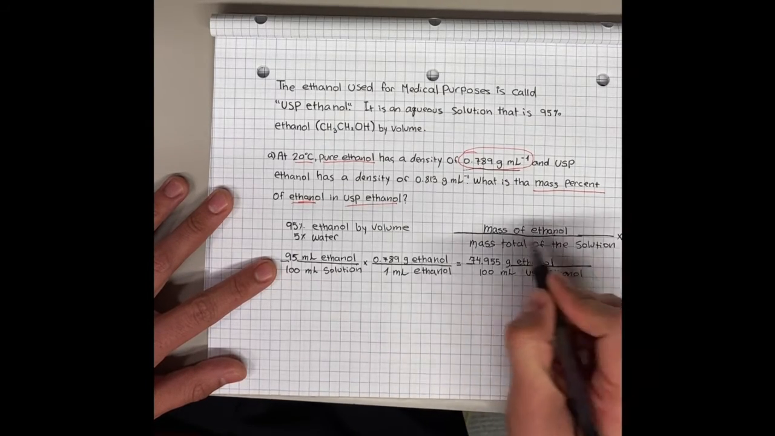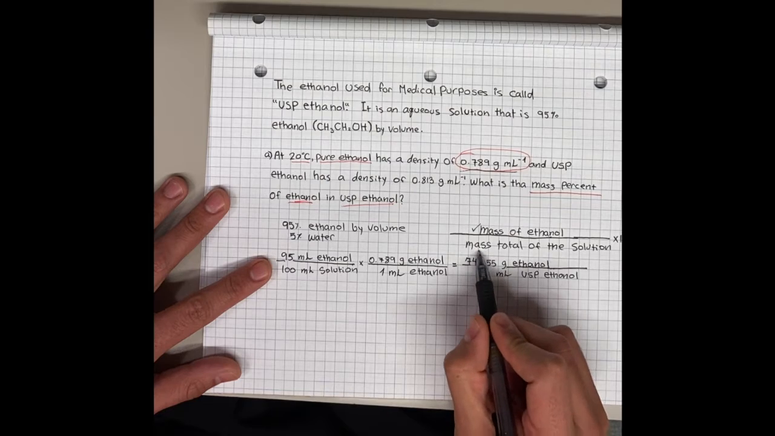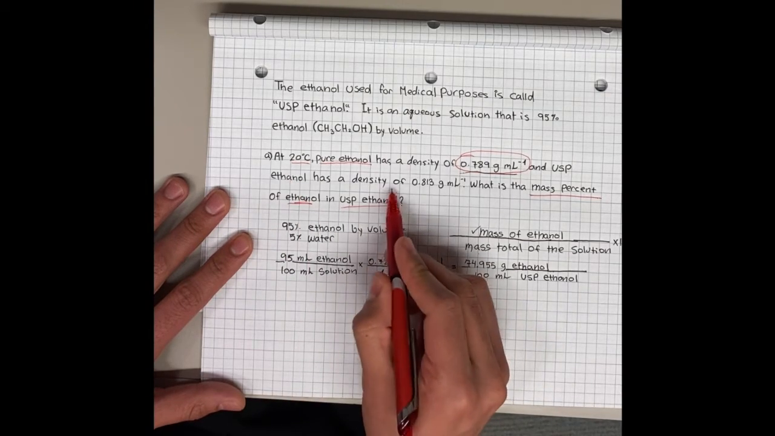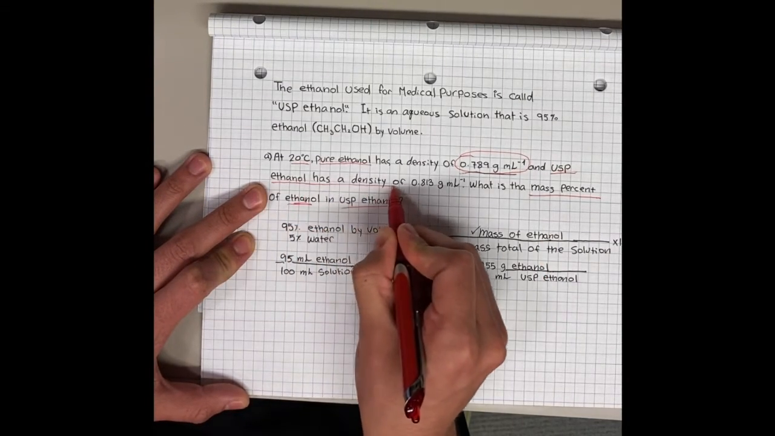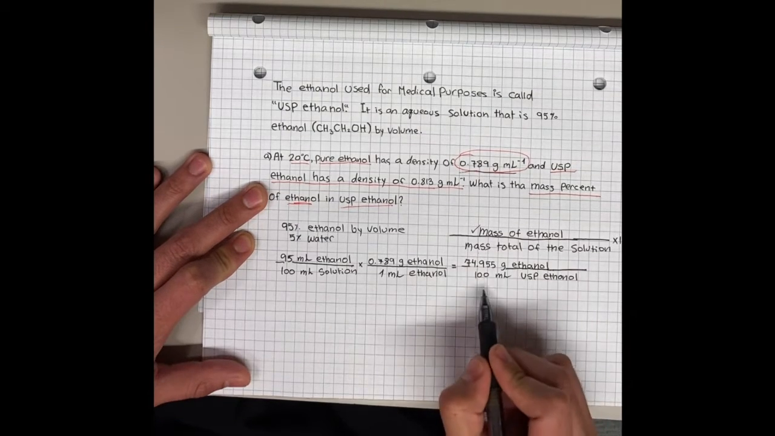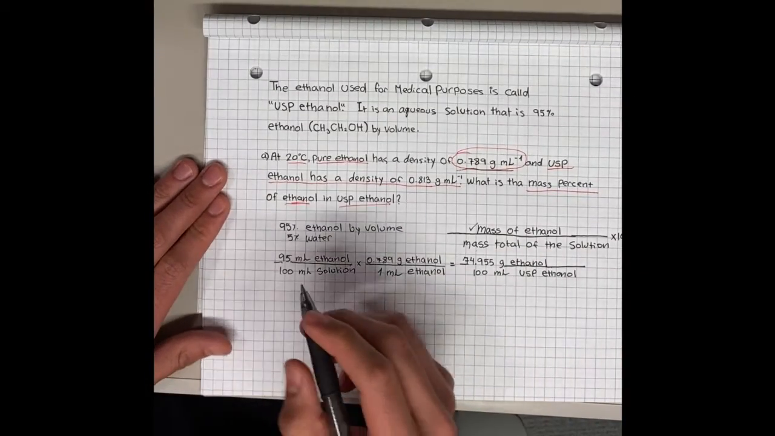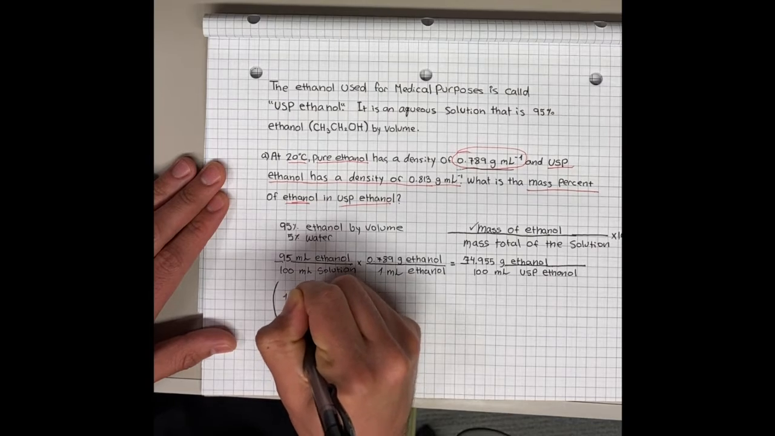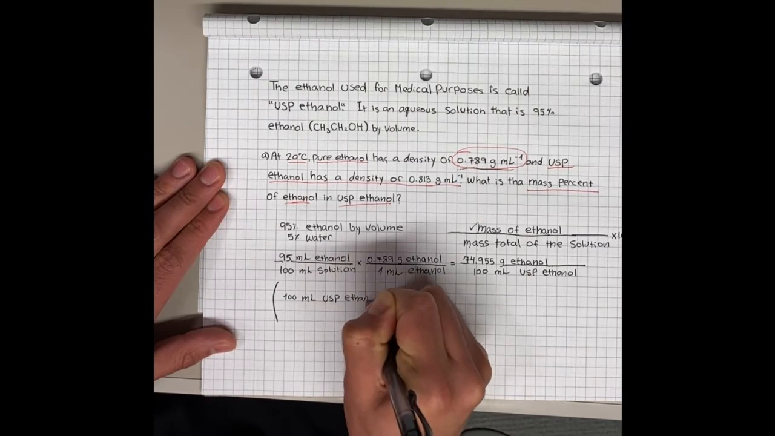So now that I found the mass of ethanol, I'm looking for the total mass of the solution. So where do I find this? In this question, I'm also given the density of the USP ethanol solution. USP ethanol has a density of 0.813 grams per milliliter. I want to find the mass for 100 milliliters, because that's what I decided the volume of my solution is. So I have 100 milliliters of USP ethanol solution.